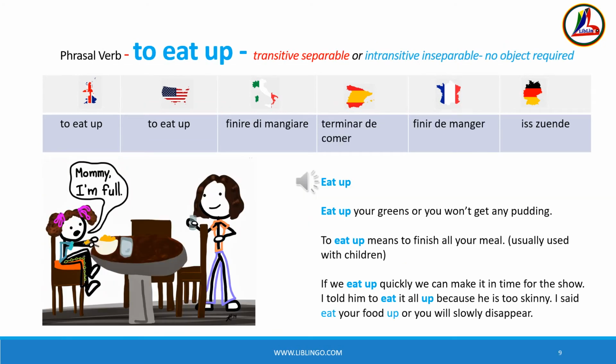The phrasal verb to eat up is transitive, separable, or intransitive, inseparable. No object required. Eat up. Eat up your greens or you won't get any pudding. To eat up means to finish all your meal. It's usually used with children.